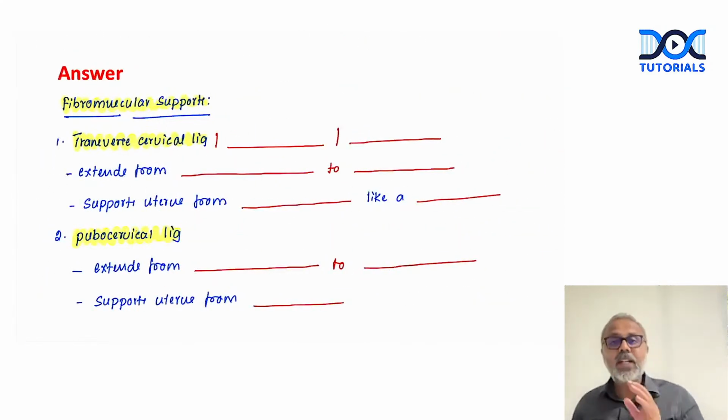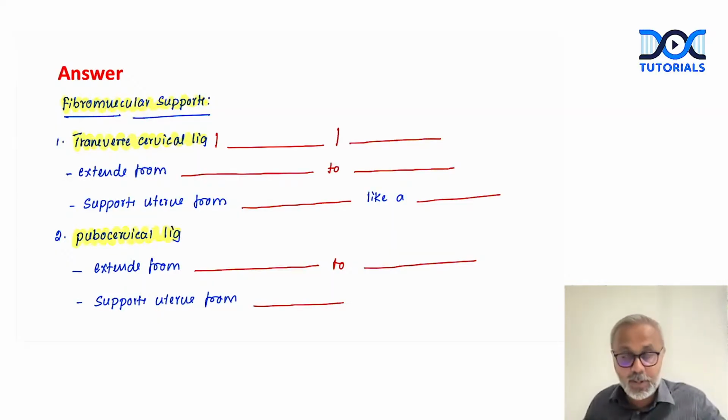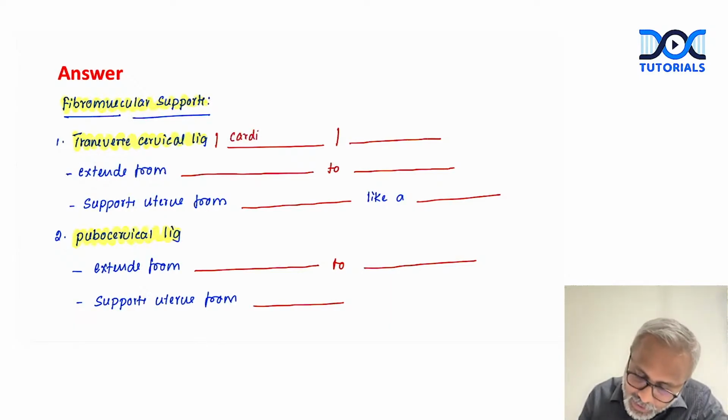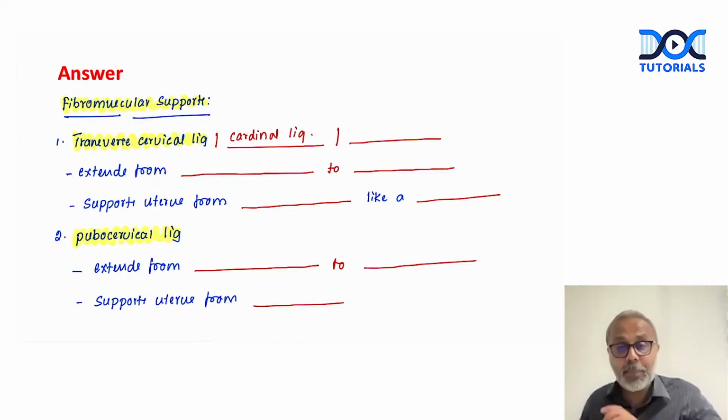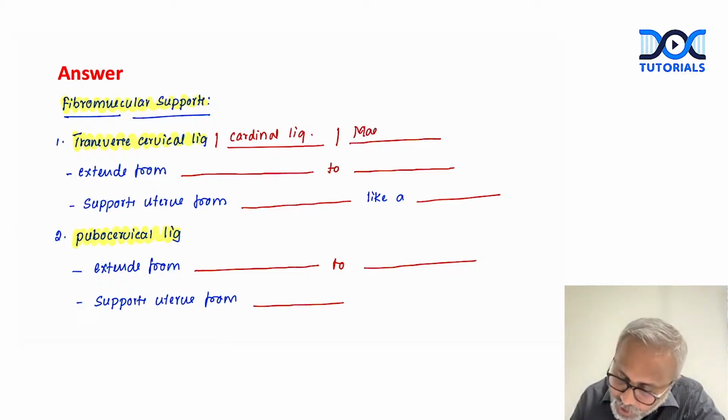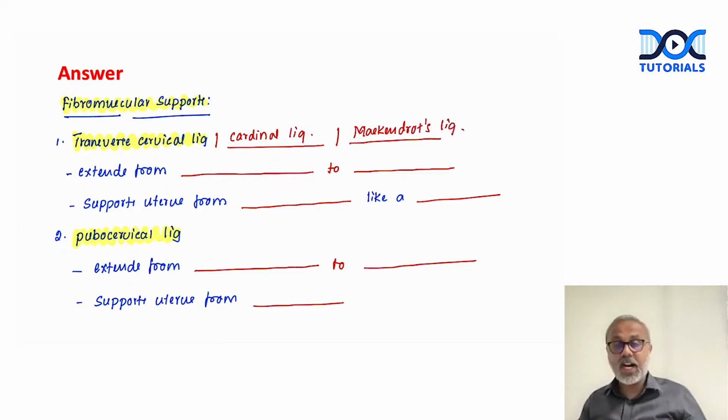Then the next important support we need to show is the fibromuscular support, right? In fibromuscular support, the first one is the transverse cervical ligament. Start with what are the other names given for this ligament. So for example, this is also called as the cardinal ligament of the uterus, right? Apart from this, we also call it as what? We also call it as the Mackenrodt's ligament, right? So we call it as cardinal ligament of the uterus or Mackenrodt's ligament.